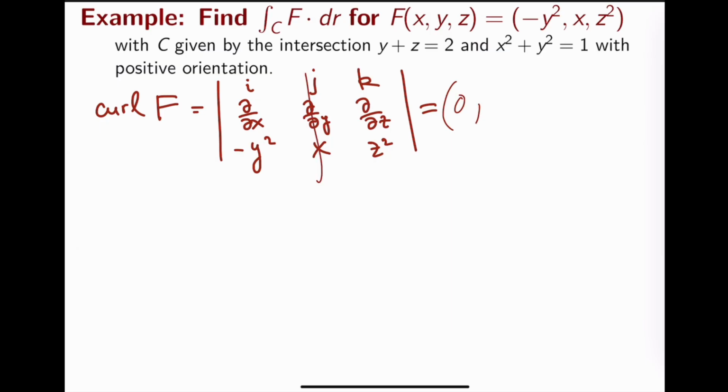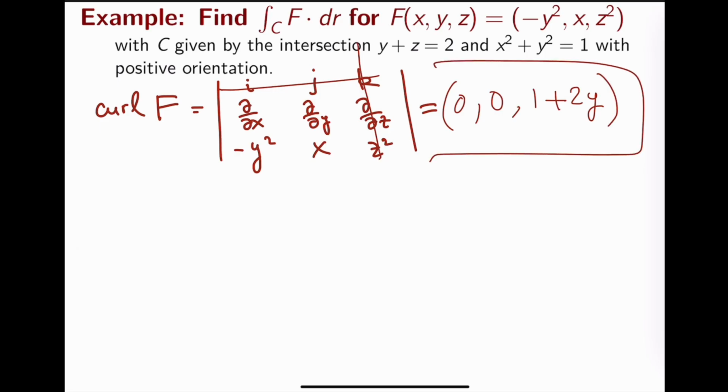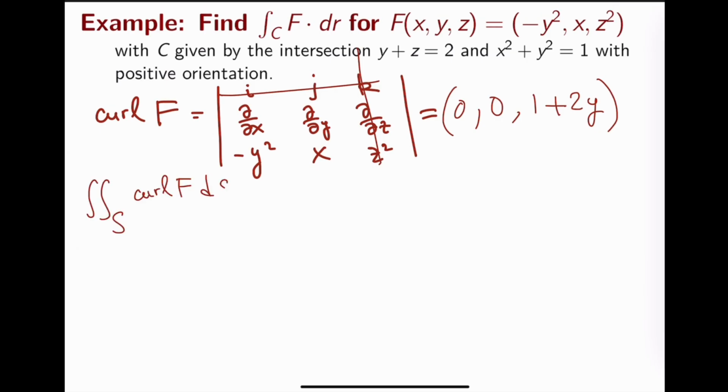For the second one, when we eliminate these two, we get the derivative with respect to x of z squared, that is again 0, minus the derivative with respect to z of this, that is also 0. So the second component will be 0. And the third one is going to be the derivative with respect to x of x, which is 1, minus the derivative with respect to y of minus y squared, that is going to be minus 2y. So this is then the calculation of the curl of f.